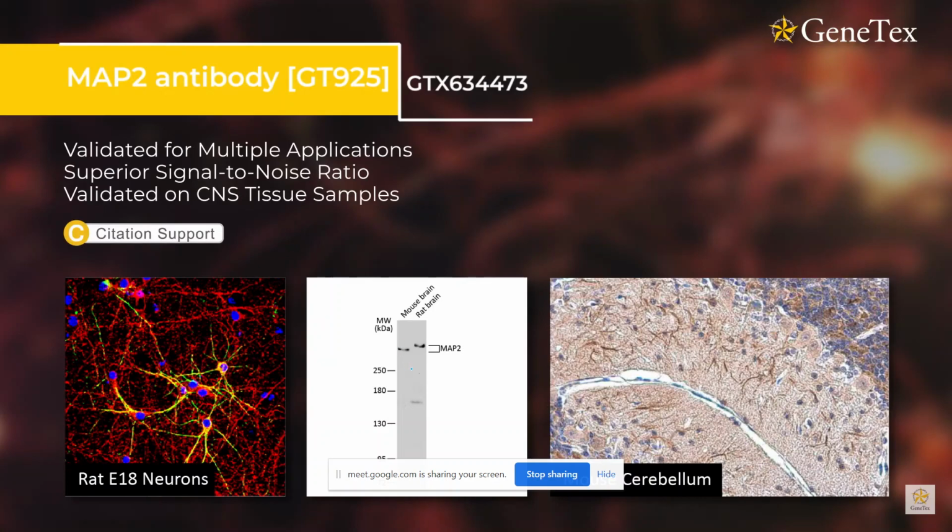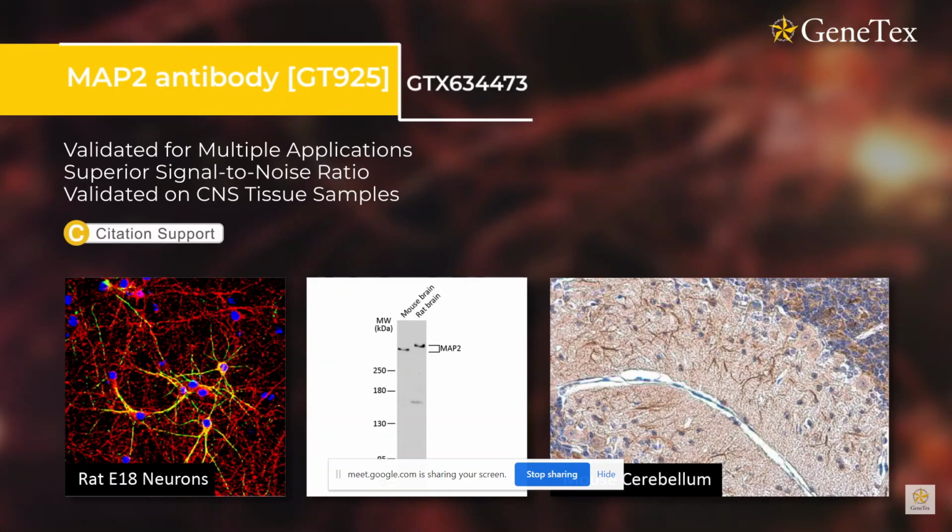Next, this is for immunostaining. If you are going to take your cells and run a Western, for example, you can see here mouse brain and rat brain, and if you use the MAP2 antibody, then these are the kinds of bands that you are going to see.